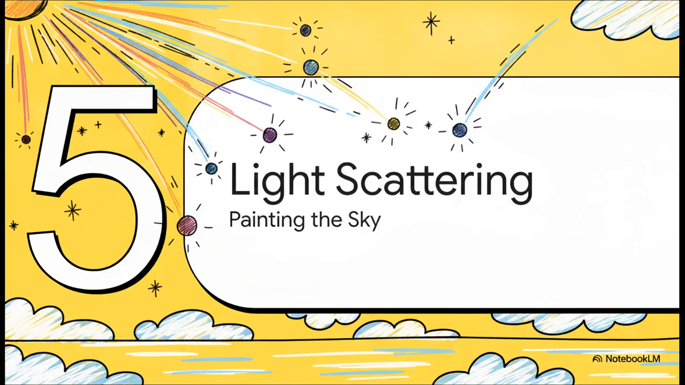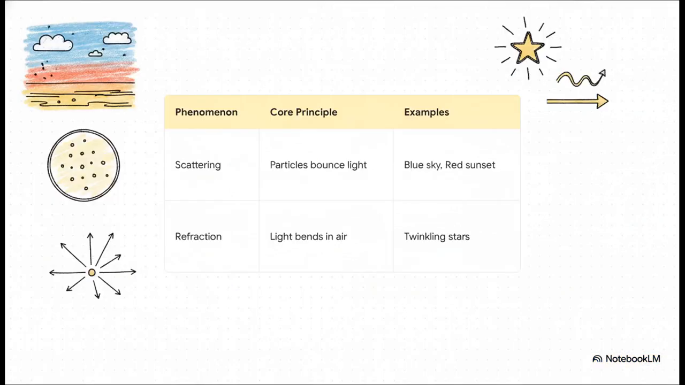And now, we've reached the final act of this amazing, colorful chapter. I want you to imagine light crashing into millions of tiny dust particles and gas molecules. Let's move on to Section 5, Scattering of Light Explained, Painting the Sky. Students often lose easy MCQ marks because they mix up refraction and scattering. So I want you to memorize this breakdown.